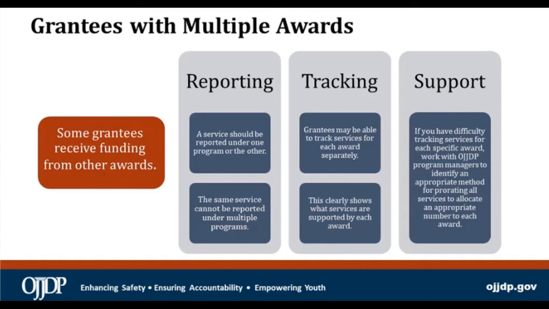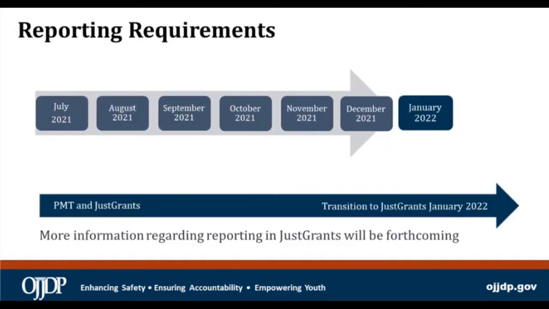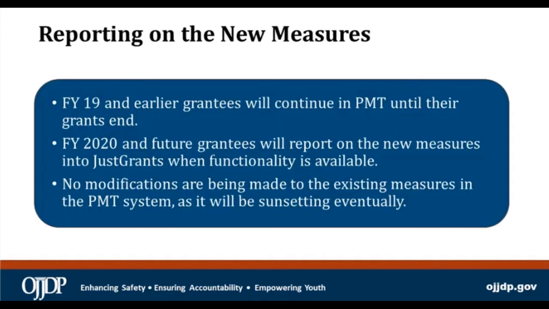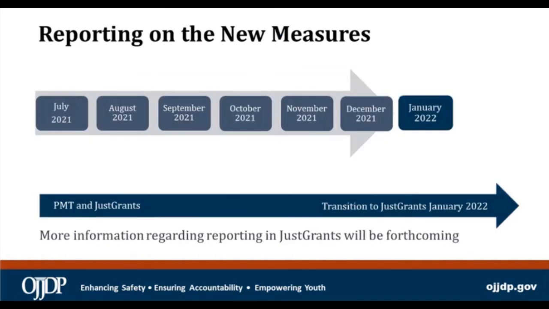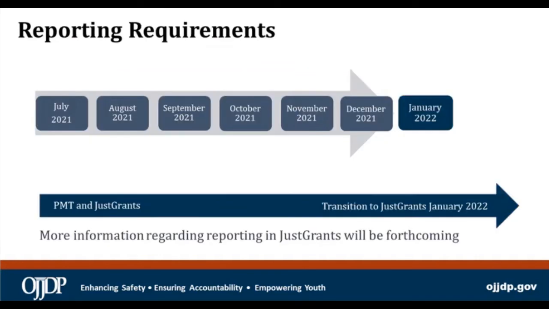You'll be reporting on the activities that occurred between July and December of 2021 in January of 2022. Discretionary awards reporting deadlines are July 30th for the reporting period January 1st through June 30th, and January 30th for the reporting period July 1st through December 31st. More information regarding reporting and Just Grants will be forthcoming.